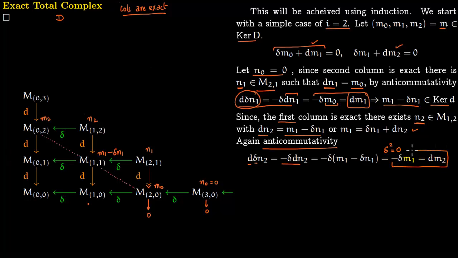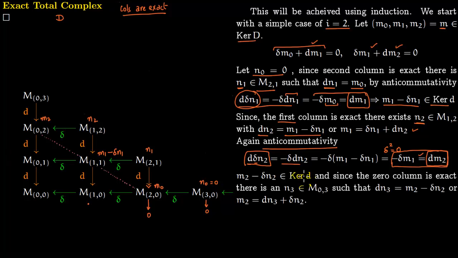Now this comes from this part here, because now you can see minus delta m1 is equal to d of m2. Now you just focus on this part, d of m2 and d of delta n2. So d of m2 minus d of delta n2 is 0, because you have equality here. So m2 minus delta n2 lies in the kernel of D.